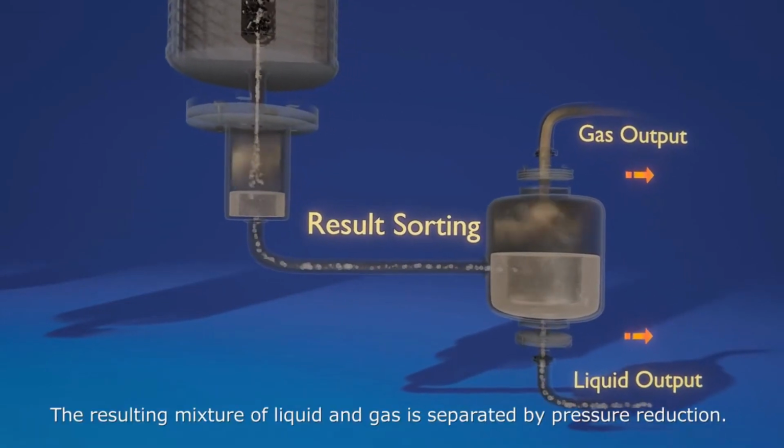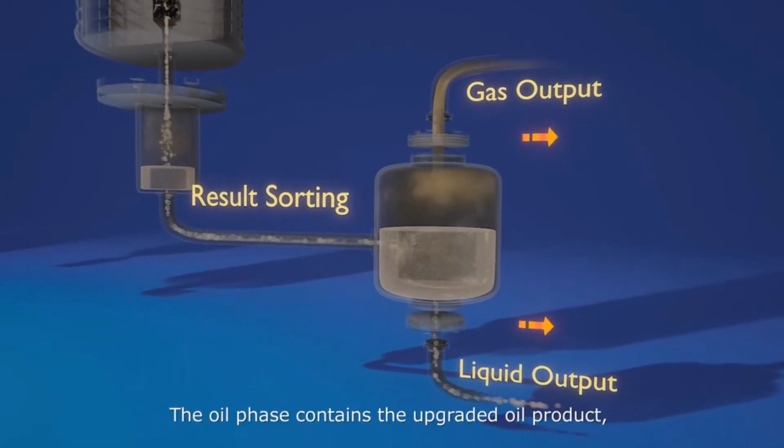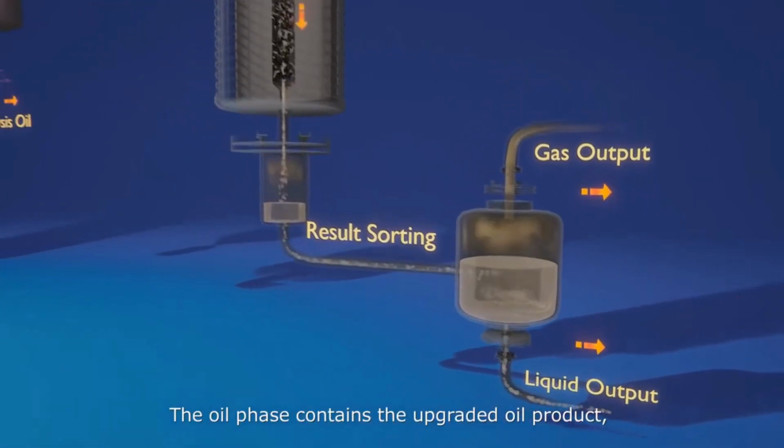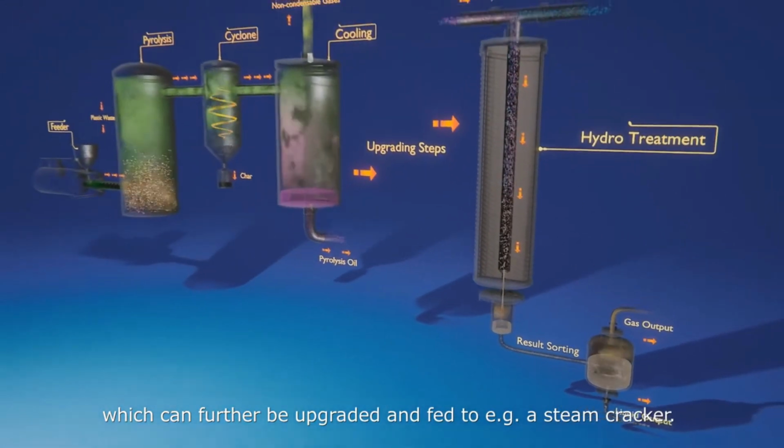The resulting mixture of liquid and gas is separated by pressure reduction. The oil phase contains the upgraded oil product, which can further be upgraded and fed to, for example, a steam cracker.